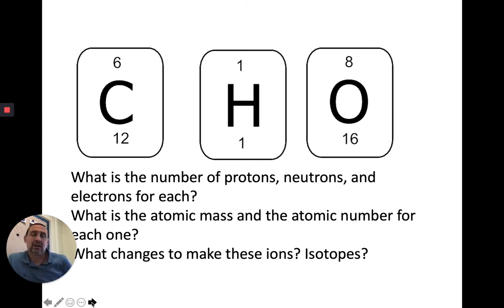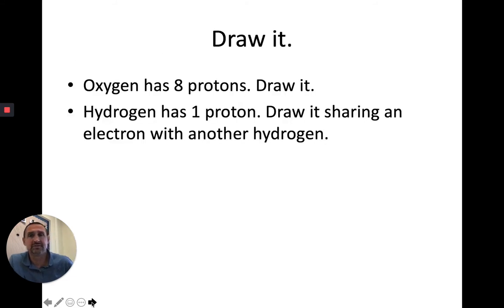Hydrogen has an atomic number of 1. That means 1 proton, 1 electron. You'll notice that the atomic weight is 1, so we don't have any neutrons in that case.